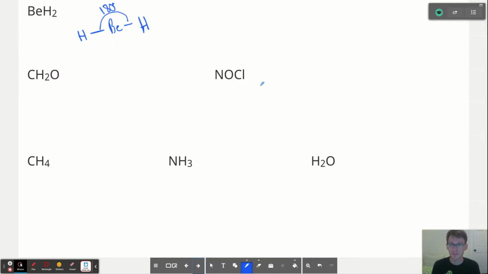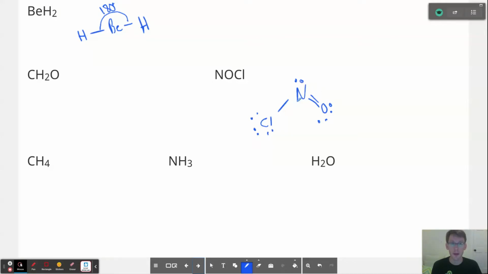CH2O we already did. We could also look at NOCl, nitrogen, oxygen, chlorine. I'm sketching these out very quickly, but you would draw these Lewis structures the same way that I've taught you. This nitrogen also has 3 electron domains. We've got the nitrogen with a lone pair, that's 1. With a chlorine atom, that's 2, and the oxygen atom makes a 3rd electron domain.